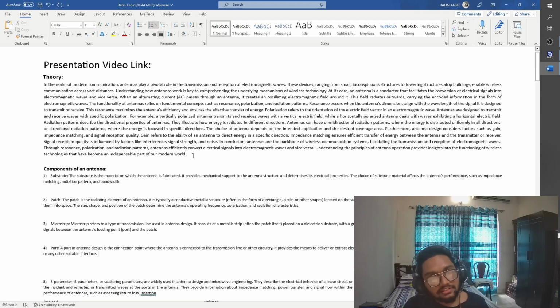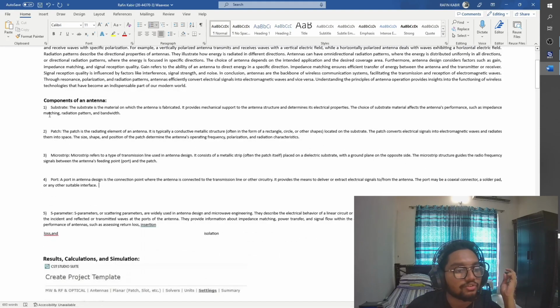What an antenna does is use the concept of resonance to transmit electromagnetic waves from one place to another. Designers also have to take into account several other factors such as gain, impedance matching and signal reception quality while designing an antenna. An antenna has various components. During this design we had to design these components: substrate, patch, microstrip, port, and we had to also analyze the S parameter.